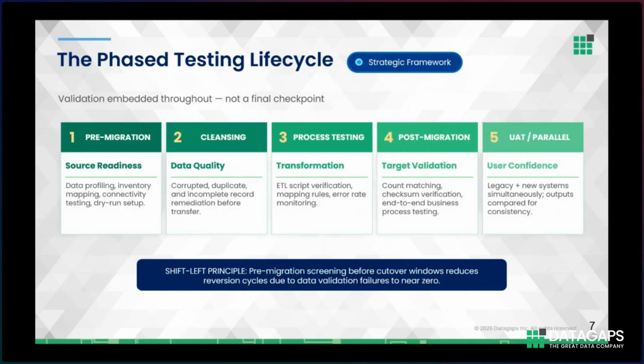And then the second phase is cleansing from all the data profiling that you're doing. So you cannot migrate your way out of dirty data. If the source has corrupted records, duplicates, or orphan keys, the target will inherit those problems. So fixing those before the transfer is always cheaper than fixing them after.